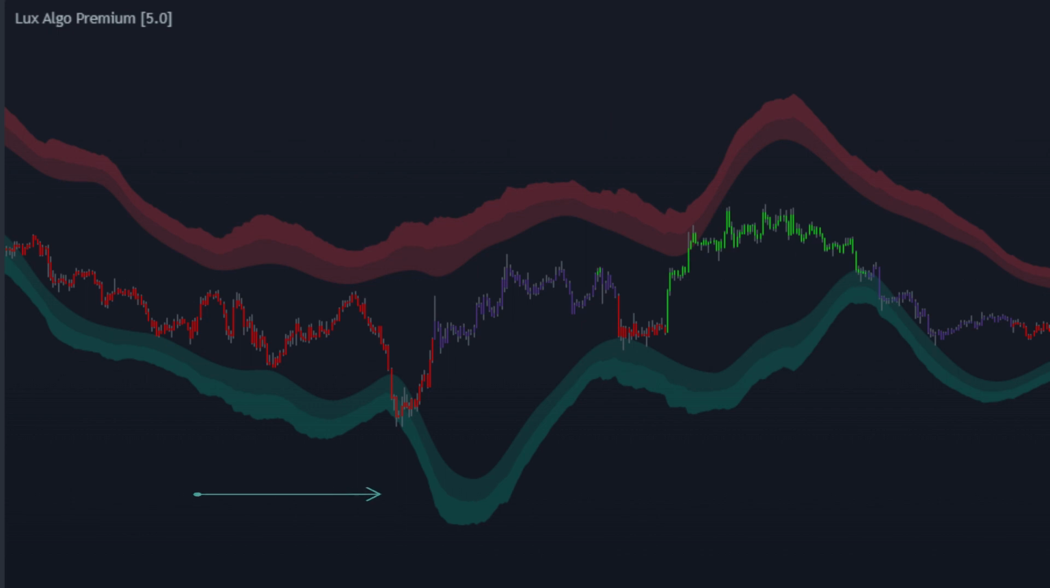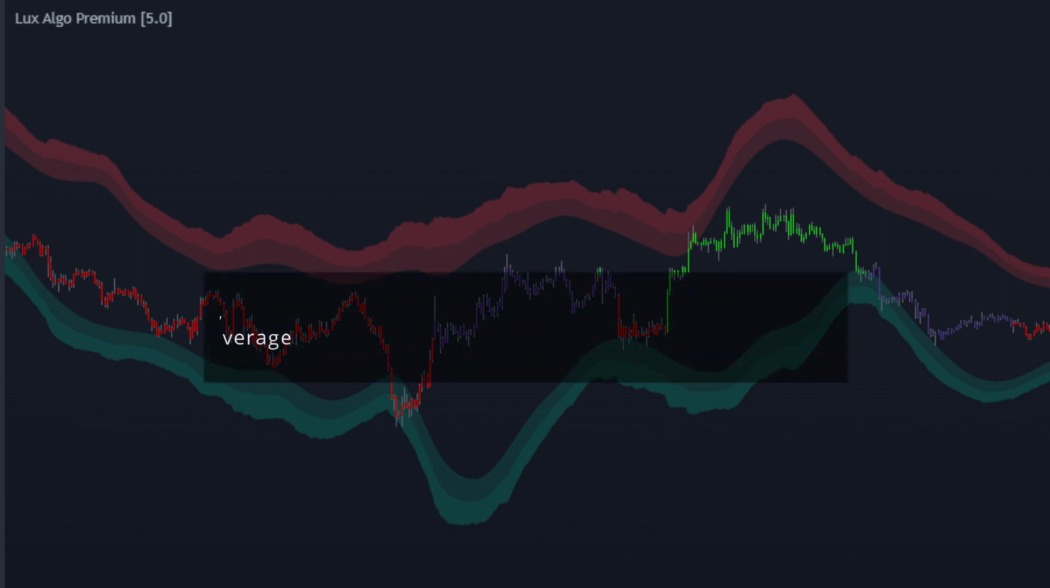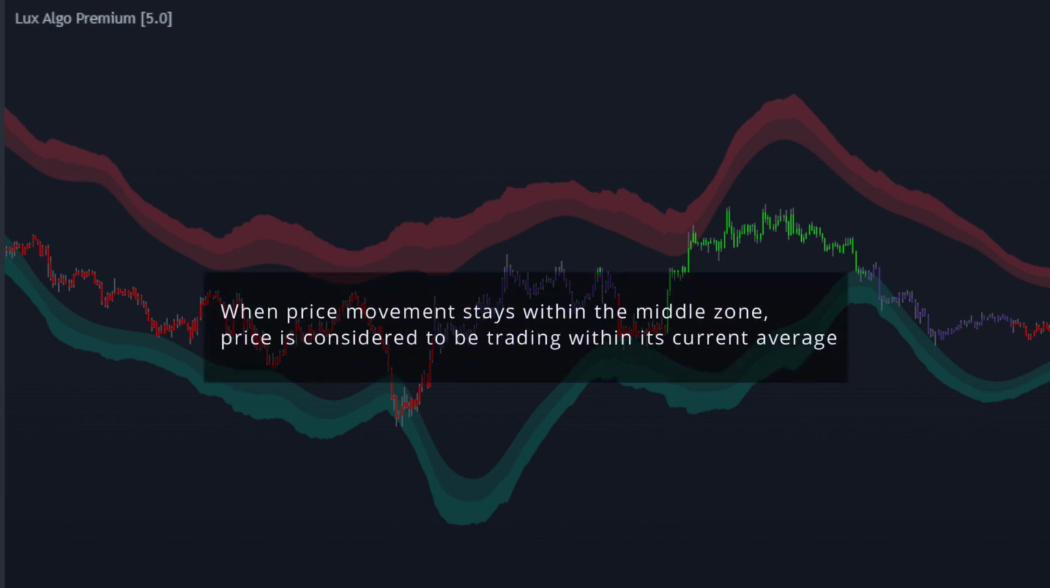If price drops into the green zone, it is considered to be oversold relative to recent price, and will likely level out or increase back into the centre zone. When price movement stays within the middle zone, price is considered to be trading within its current average.